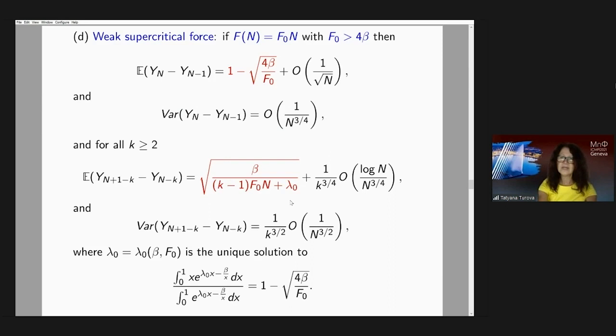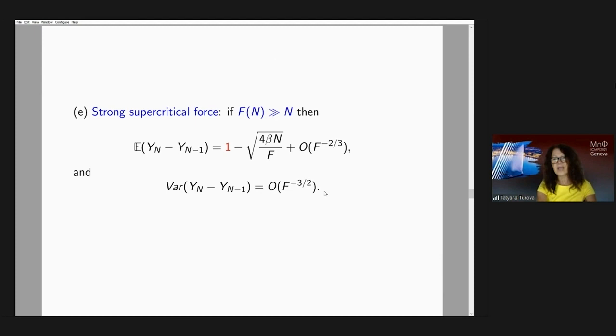And when f, the force from one side, blows stronger than the critical force, then what happens? Some of the first particles are already blown away from the one end, and one interval on the entire interval 0, 1 is already without particles at all. So the length of this interval free of particles is exactly 1 minus root of 4 beta divided by f 0, and the rest of the particles are scattered more or less densely on the rest of the interval. When we exceed even this critical range for the force, when f is much stronger than n, all the particles are blown towards one end, and we observe in fact an effect of superconductivity.